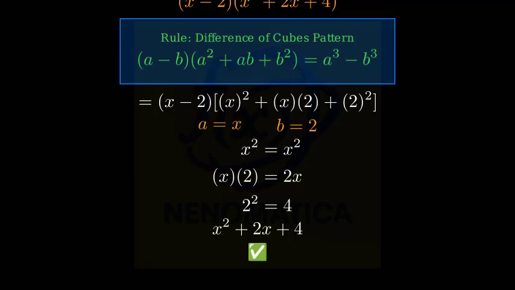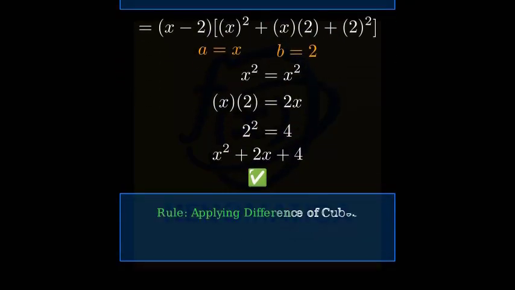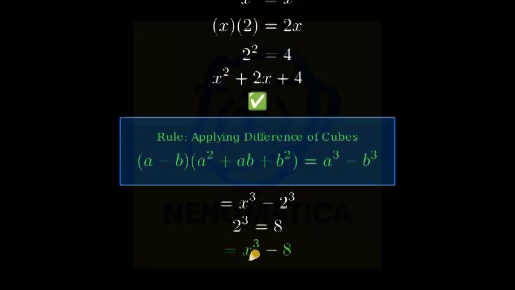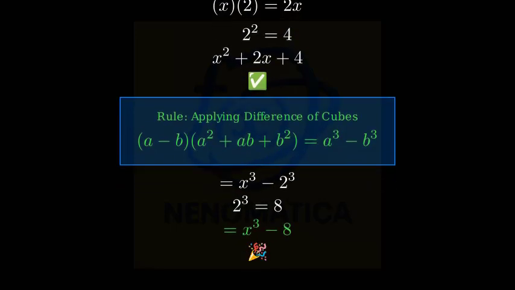Let's verify that the second term of our original expression matches this pattern. We have x² + 2x + 4, which matches exactly with a² + ab + b² with a equals x and b equals 2. So we confirm that this expression also matches the pattern for the difference of cubes formula. Now we can apply the difference of cubes formula again. Since a is x and b is 2, we get x³ - 2³. Finally, let's calculate 2³. 2³ equals 8. So our final answer is x³ - 8.